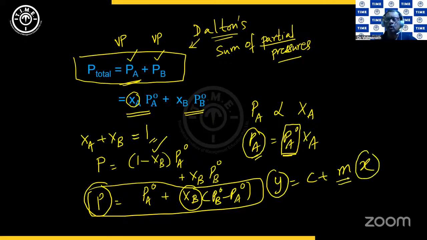And what will be the slope? The slope will be PB naught minus PA naught. What will be the intercept? Intercept will be PA naught.